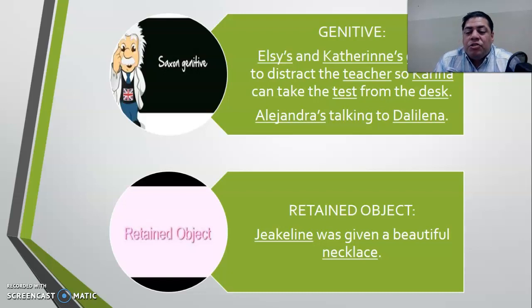Now, so Karina can take the test from the desk. Karina is the subject. Yes, another subject, not for the previous verb, but the subject for the verb can take. Karina, subject. Test is the direct object. Karina can take what? The test. From the desk. Desk is the object of the preposition from.